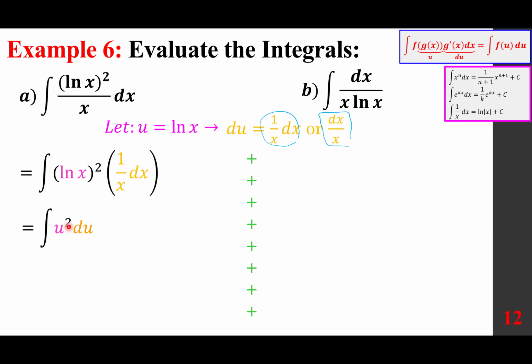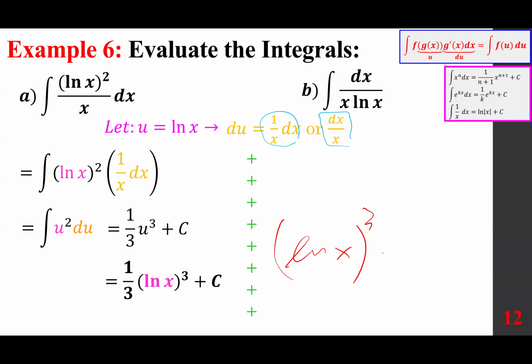Now, this follows the power rule, becomes 1/3 u cubed plus a constant, where u must be replaced with ln x. Bear in mind, 1/3 ln x to the third power plus c means ln x times ln x, 3 times. This is not the same. So ln x to the power of 3 is not the same as ln of x cubed. Don't mix them up. This is the same as 3 ln x, okay? So do not mix them up.